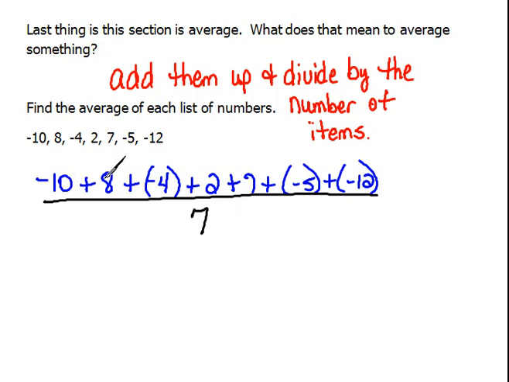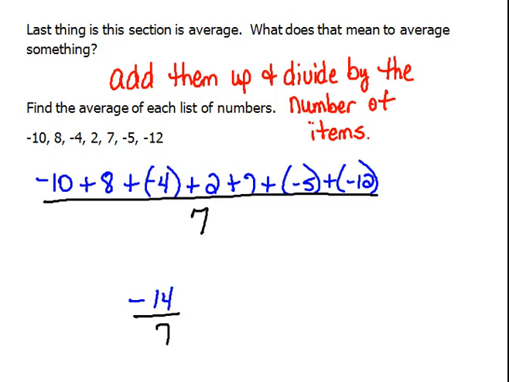Well, now we can take this one at a time. For convenience sake, I'm just going to do it quickly here. -10 plus -8 would be -18... actually, as stated: -10 plus 8 would be -2. And a -4 would be -6, and 2 would be -4, and 7 would be +3, and -5 would be -2, and a -12 would be -14.